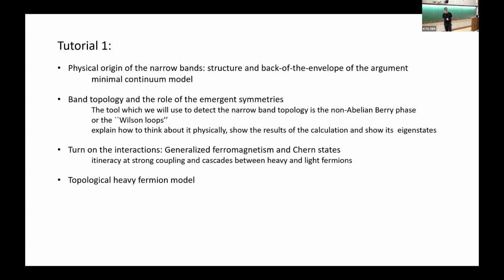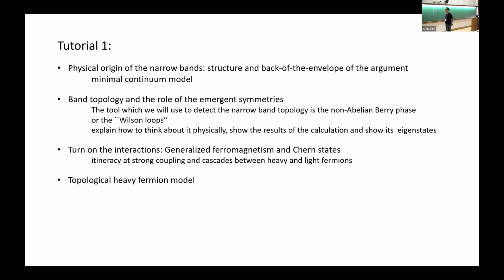So we'll actually do a calculation in this tutorial. We will use a tool to detect the narrow band topology. The tool is the non-abelian Berry phase. Sometimes it's called the Wilson loops. And I will try to explain how to think about it physically and show you the results of a calculation and its eigenstates. Okay, and so once we understand the nature of our narrow band Hilbert space, this is the space in which the Coulomb interactions play an important role.